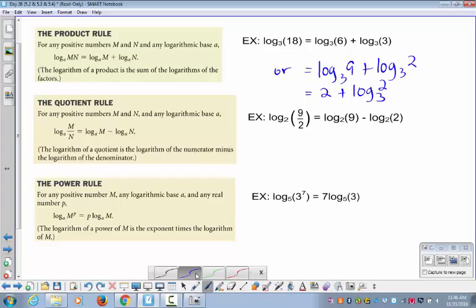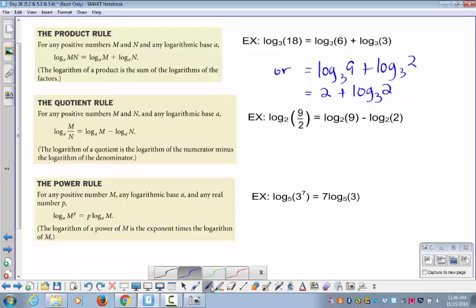The other piece doesn't. That looks a little bit like an exponent. It's not supposed to be an exponent. Log base 3 of 2. For the quotient, we take the numerator, subtract out the denominator. For the power, drop that number in front. So those are the three basic rules.